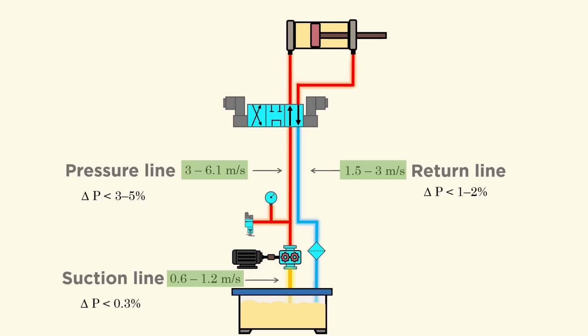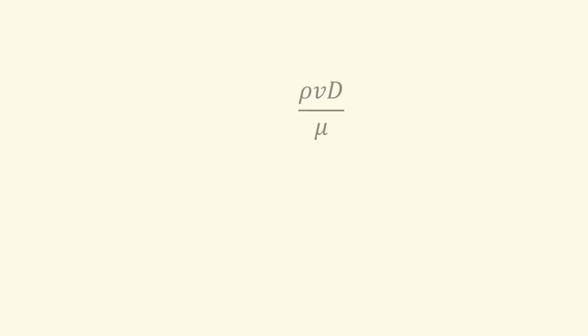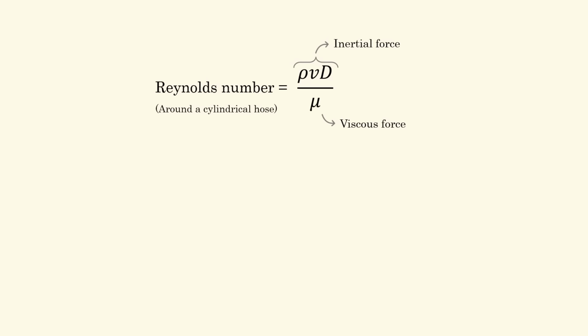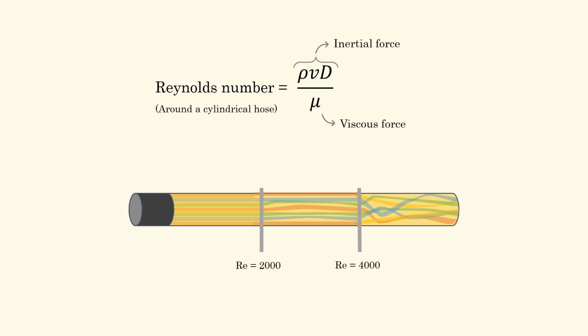But these velocity ranges are not specific to every grade of hydraulic oil. So selecting these recommended oil velocities does not guarantee laminar flow for every grade of oil. Because whether the flow is laminar or turbulent does not depend on oil velocity alone. It actually depends on the ratio of inertial force to the viscous force of oil flow. This ratio is called the Reynolds number. If the Reynolds number is less than 2000, the flow is laminar.